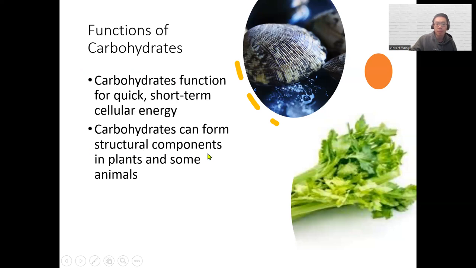Carbohydrates can also form structural components in plants as well as some animals. We don't do it in animals in our body, but for things like celery sticks, they're crunchy because they have carbohydrates that form the fibers in them. Shelled animals, the shell contains a specialized form of carbohydrates in some cases to provide structural support. Like if you take supplements, some of you might take glucosamine. It's a common thing that people take to strengthen their joints. That's a special form of carbohydrates, and it's actually extracted from the shells of shellfish.